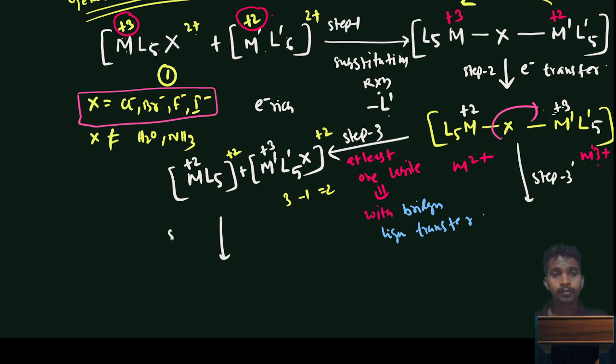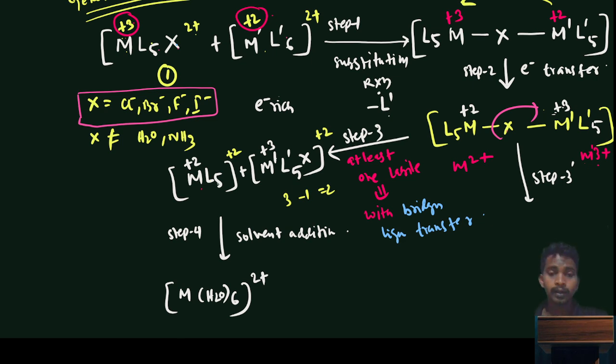Now step 4. For step 4, we do the solvent additions. Wherever there are halogens, that is bridging ligands, no solvent substitution will occur; substitution occurs only at the other positions. Since we are talking about octahedral complexes, all the L5 ligands will be exchanged with water, and one more water will be added, so that will become M(H2O)6 2+.